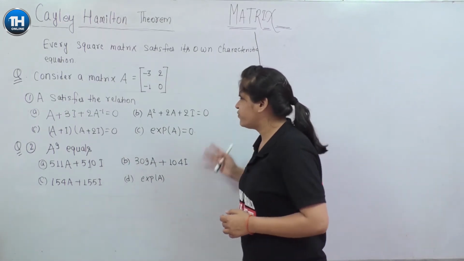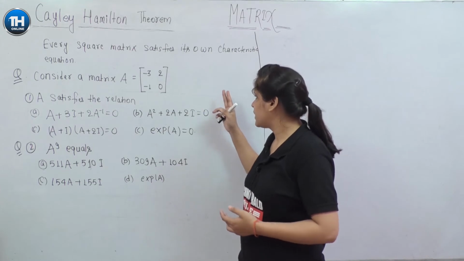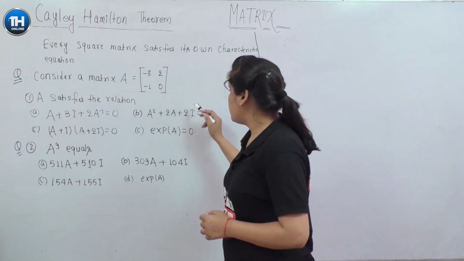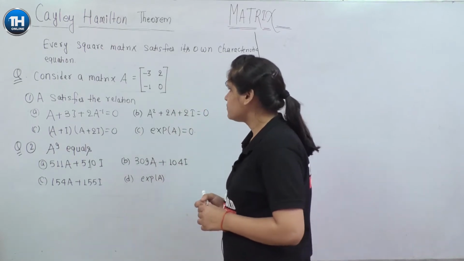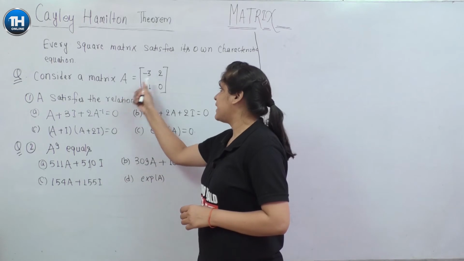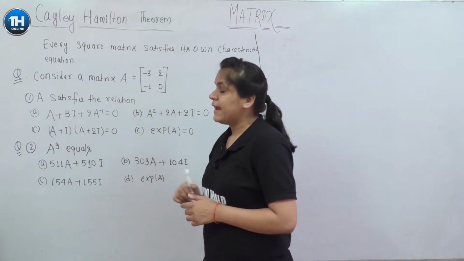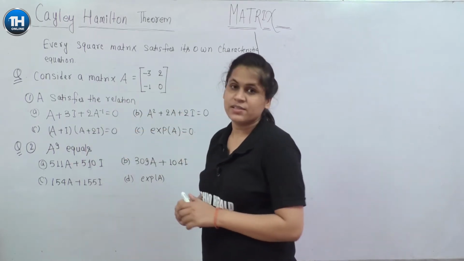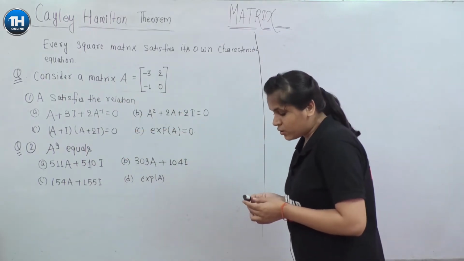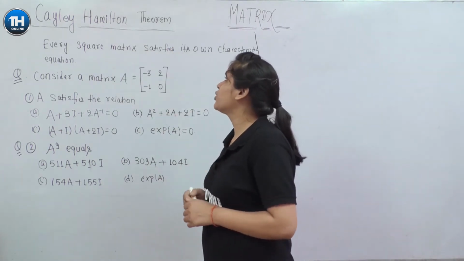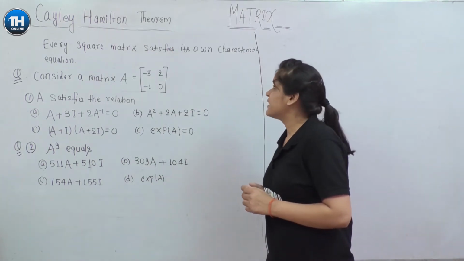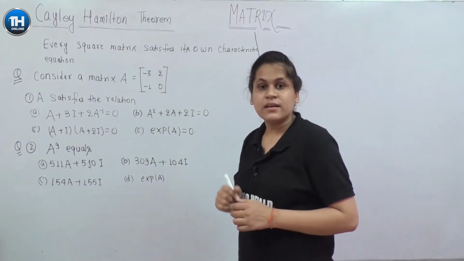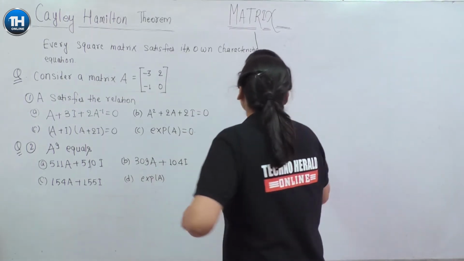Basically this is a 4-mark question, same data link type question. Both the questions are based on this matrix only. They have given you a matrix A, and they are asking which of the following relations A satisfies. I already told you that the Cayley-Hamilton theorem states that every square matrix satisfies its own characteristic equation. So let us first find the characteristic equation for this matrix.